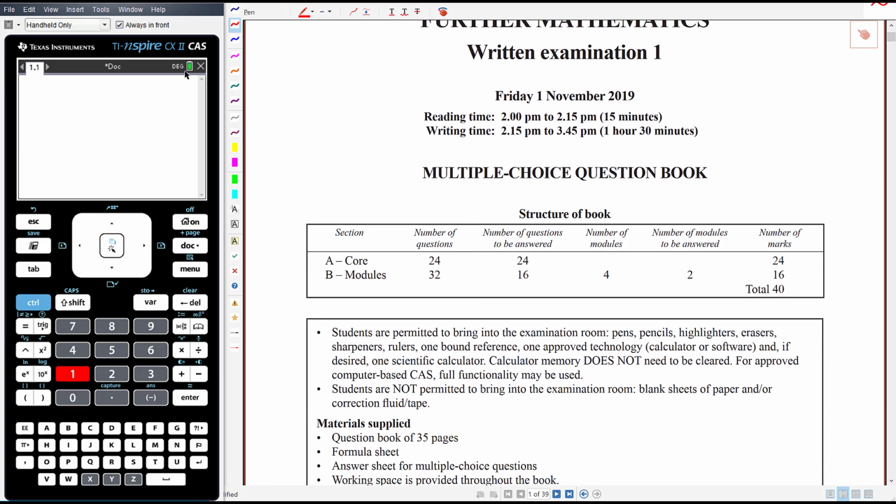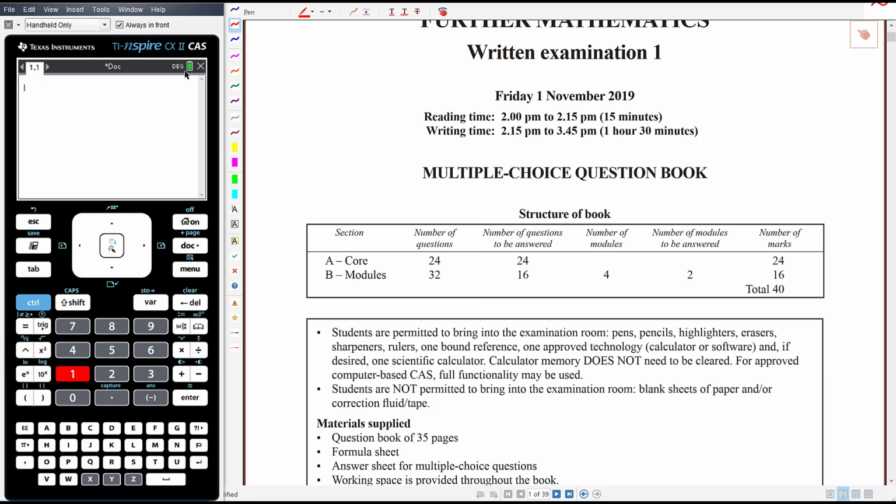In 2019, you would have completed the core module of the exam with 24 questions, 16 of those on data analysis and 8 of those on recursion and financial modelling. And you would have completed 2 modules with 8 questions on each of the 2 modules.